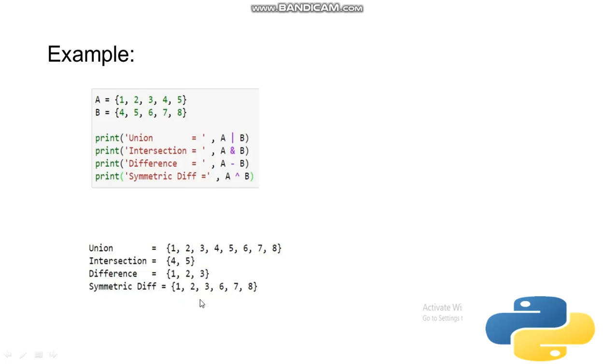Now next is symmetric difference. Symmetric difference means what elements are there which are in A and not in B, and what are the elements which are in B and not in A? The uncommon elements of both sets it is going to return. So 1, 2, 3 is not present in B and 6, 7, 8 is not present in A. So it will give me all the elements which are not present in both the sets.